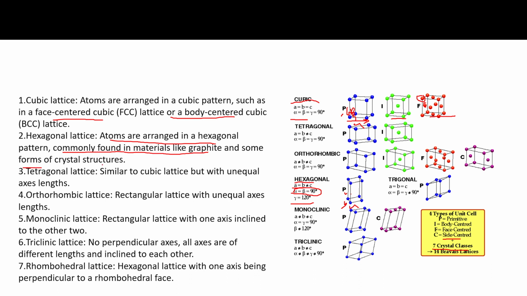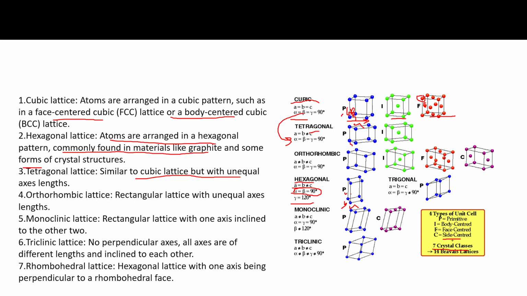Then the tetragonal is also similar, A and B are equal, but here C is not equal. But your alpha, beta and gamma angles are 90 degrees. So tetragonal is similar to a cubic lattice but with an unequal axis length. It will be almost like a cubic but with unequal axis length between B and C.